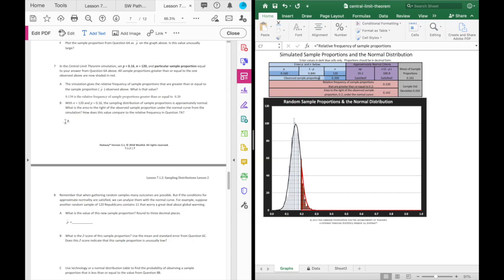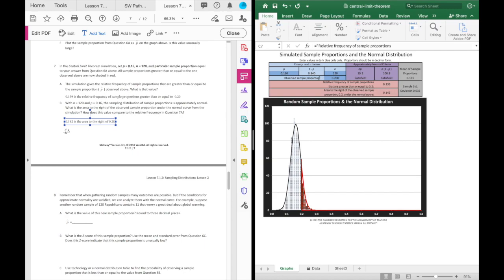Okay, so now let's look at the next part here. It says with n equal 120 and p equal to 0.16, the sampling distribution of sample proportions is approximately normal. What is the area to the right of the observed sample proportion under the normal curve? That's given in this box right here. The area to the right is 0.142. So 0.142 is the area to the right of 0.20.